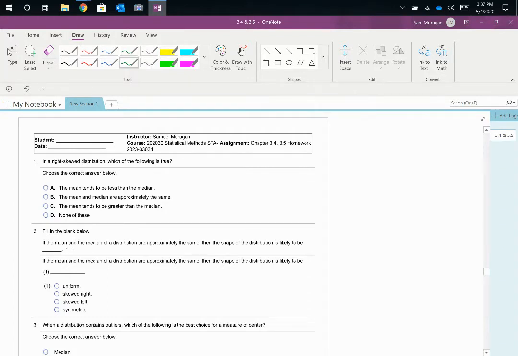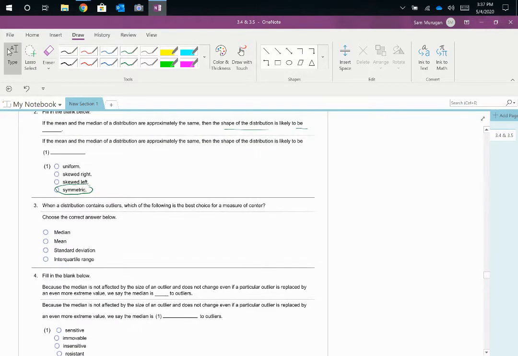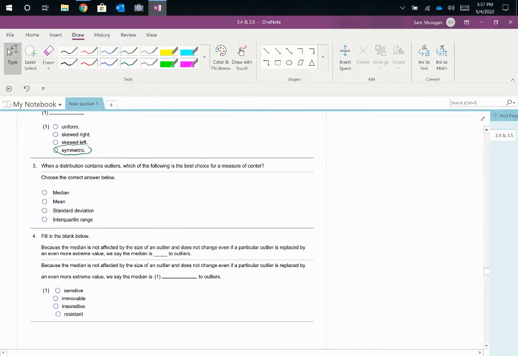Number 2, if the mean and the median of a distribution are approximately the same, then the shape of the distribution is likely to be symmetric. Okay, likely to be symmetric. How about number 4? Because the median is not affected by the size of an outlier and does not change even if a particular outlier is replaced by an even more extreme value, we say that the median is resistant.